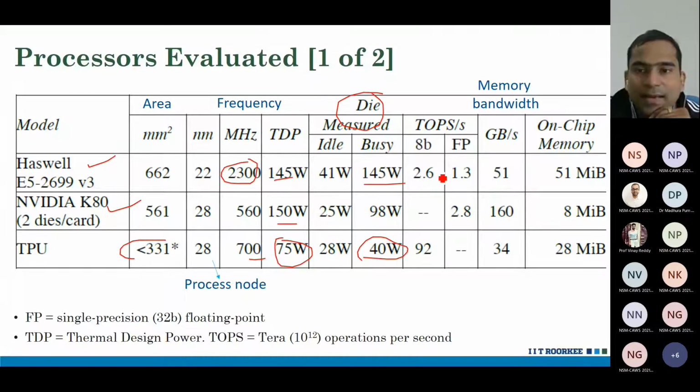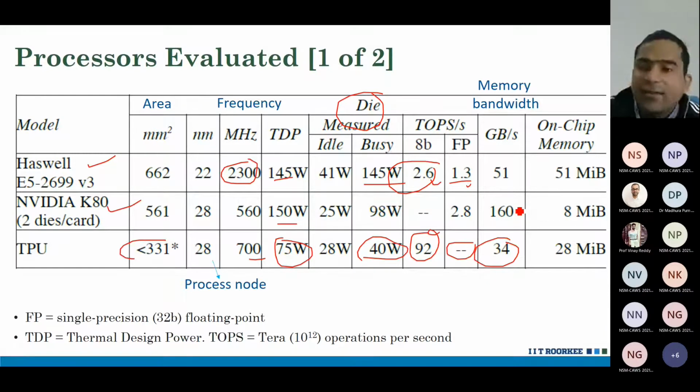Now here Haswell has support for 8-bit, but its performance is very poor. For floating point also, its peak performance is not very good. Here the peak throughput is very high, 92 teraops per second. And here it has no support for floating point. And this is the memory bandwidth. This is the key limitation of TPU version 1, as we'll see later on.